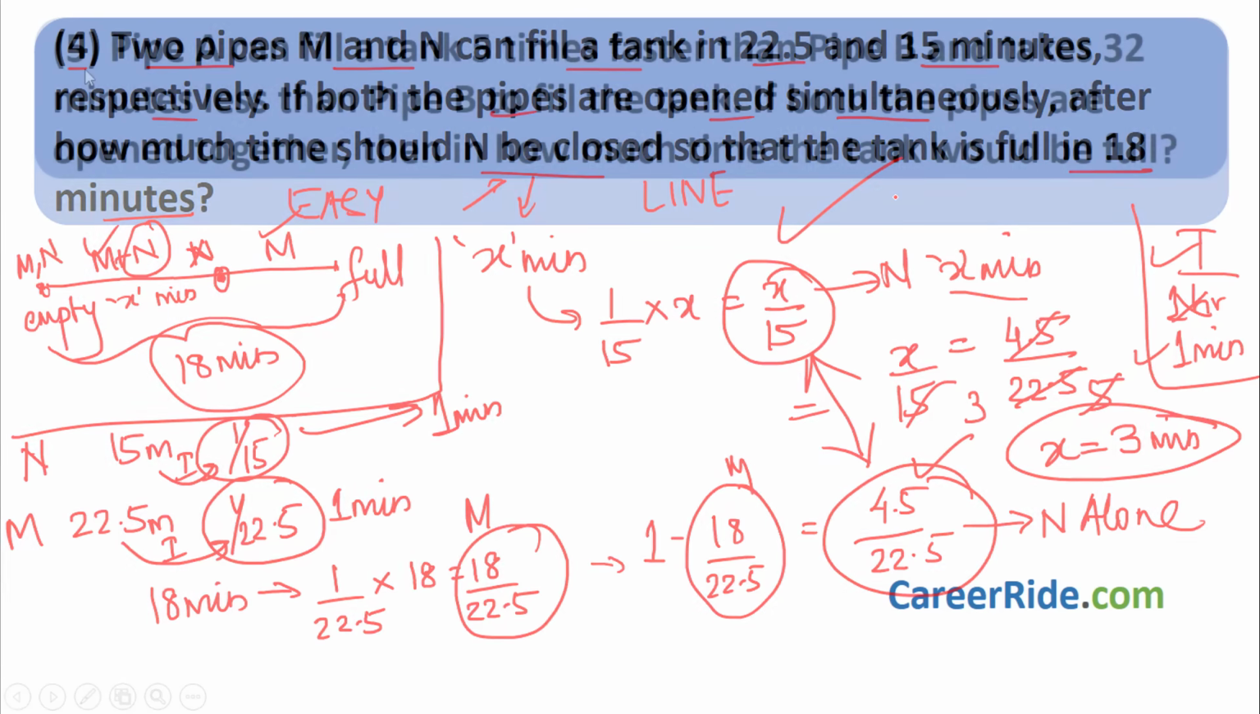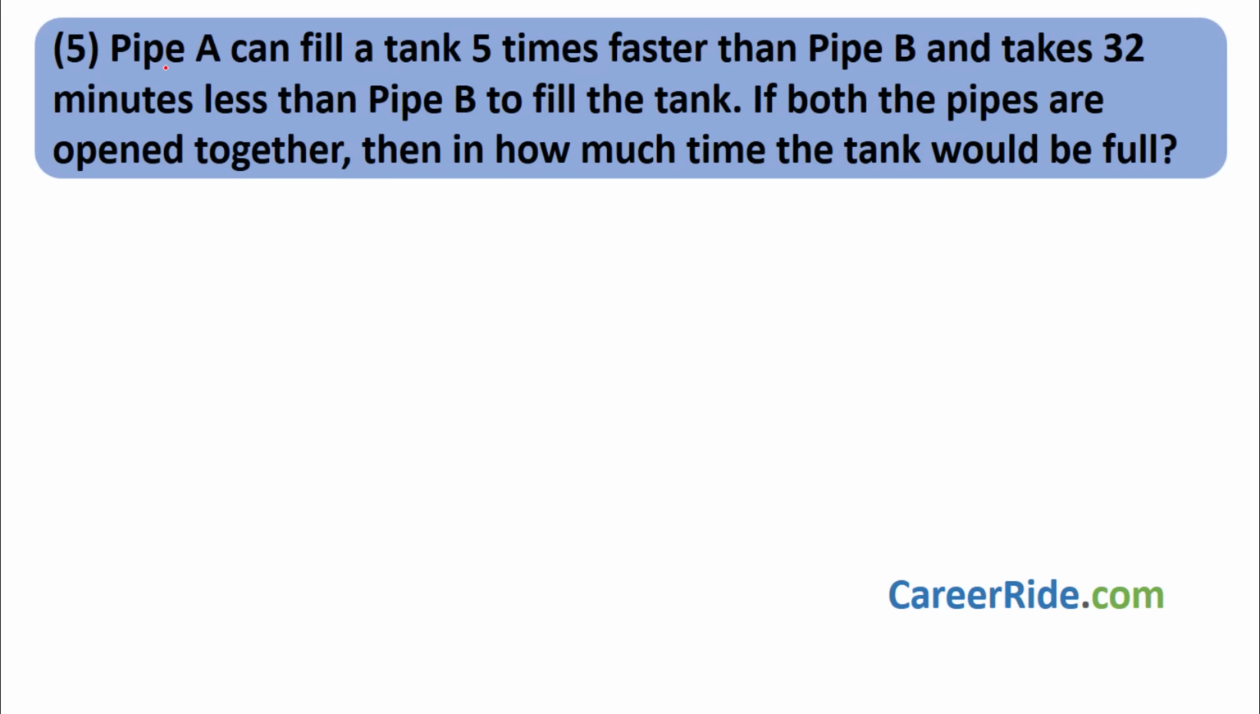Moving on. Question number 5. Pipe A can fill a tank 5 times faster than pipe B and takes 32 minutes less than pipe B to fill the tank. If both the pipes are opened together, then in how much time would the tank be full? Now a similar kind of sum we have seen in time and work. Again, let's see over here how to solve these kinds of sums. These are very easy, there is nothing to it, just common sense is needed, right?